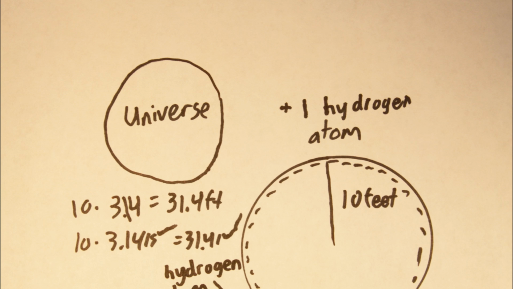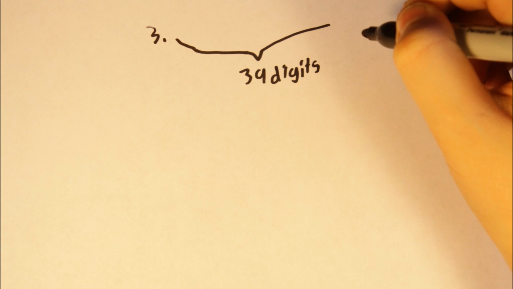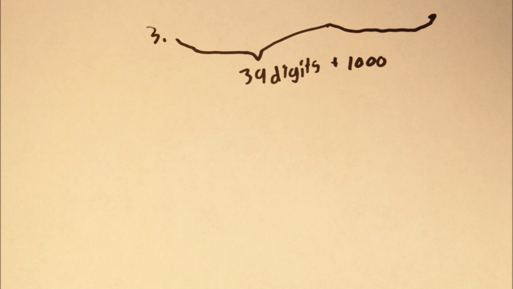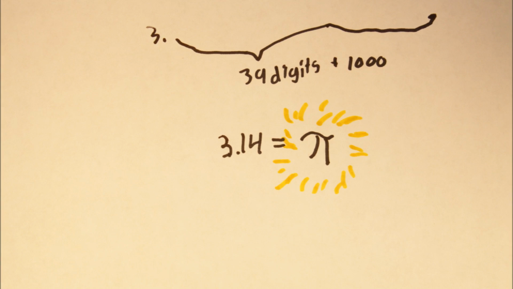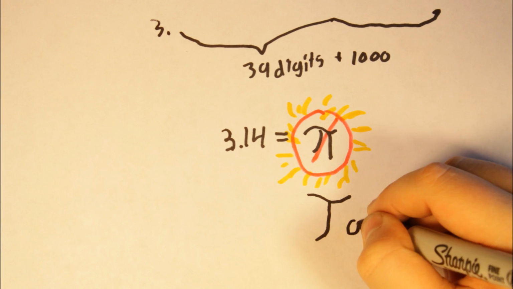This is because when you approximate, you cut off some of the pi. That extra distance is just one hydrogen atom. Even though we only need to know pi to 39 digits, people still love to memorize thousands of digits. This is because pi is so famous, but what if we use tau?